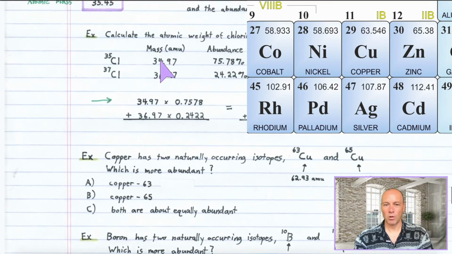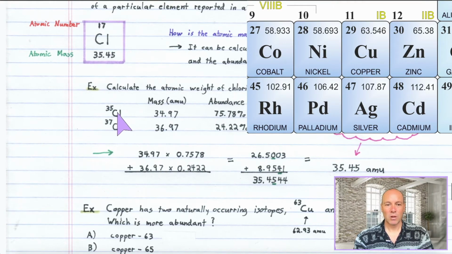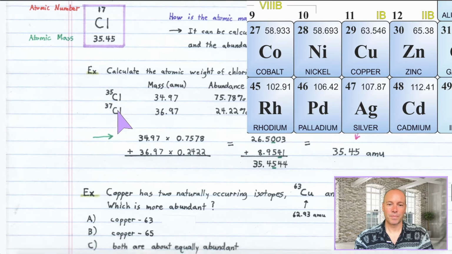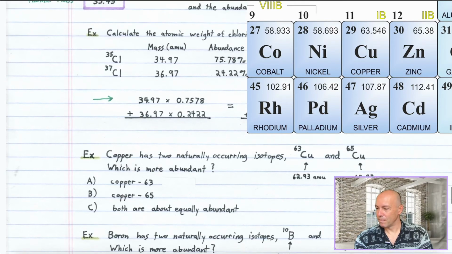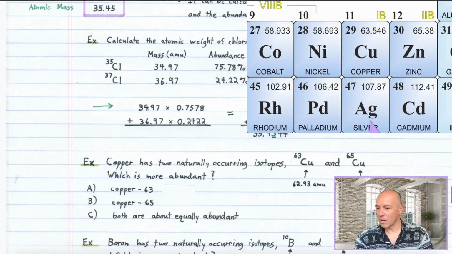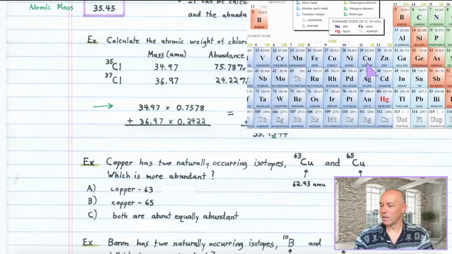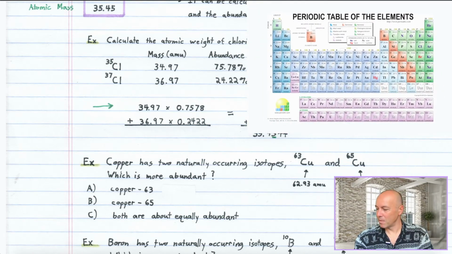If you go back to our chlorine example, you see chlorine 35 was more abundant than chlorine 37. And so the atomic mass of chlorine is going to be closer to that of the 35 isotope. All right, and that's the similar case for copper. The atomic mass is closer to 63, so there will be more of the 63 isotope. All right, let's look at the next example.